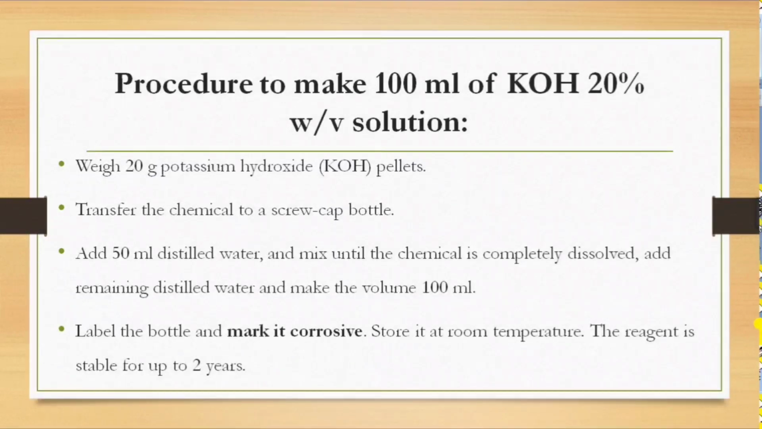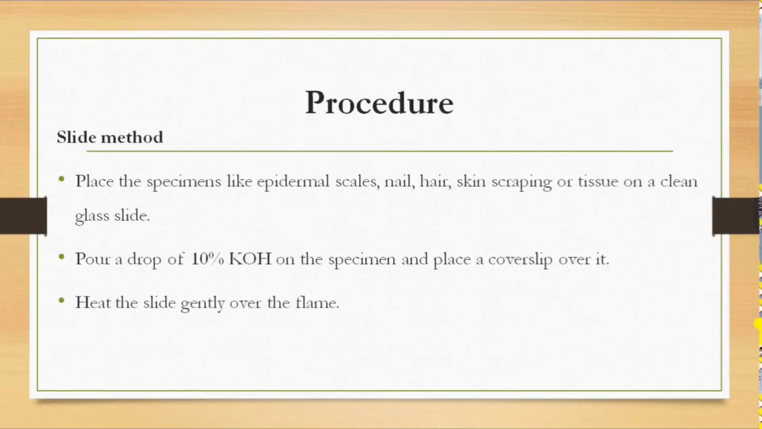Then take 50 ml of distilled water and mix until the chemical is completely dissolved. Add the remaining 50 ml of distilled water and make the volume up to 100 ml. And label the bottle and mark it as corrosive. You can store it at room temperature and the reagent will be stable for 2 years.